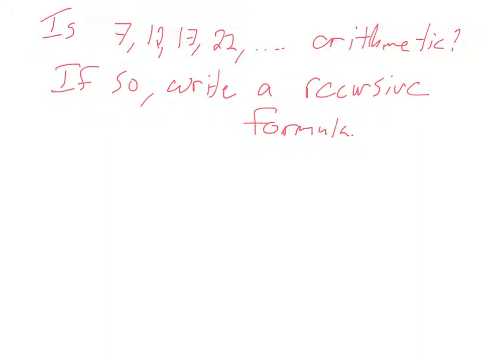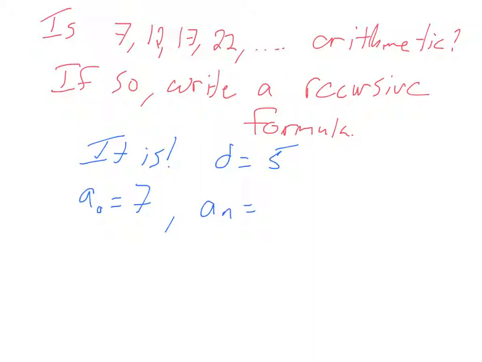Okay, so what do we think? Is it arithmetic? Yep, it is. What is our common difference? 5. So a sub naught is equal to what? And a sub n is going to be equal to what? So a sub n minus 1 plus 5. It's going up by 5 each time.